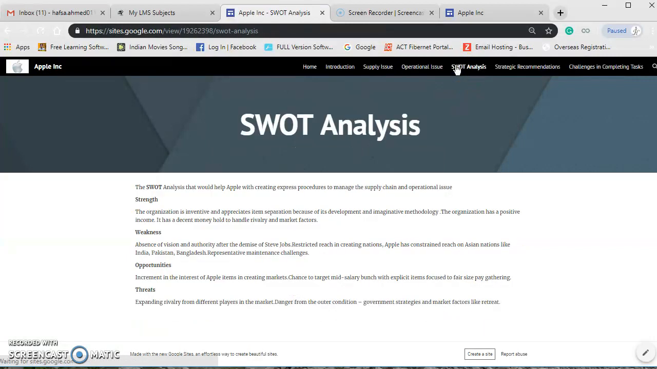Next is SWOT analysis, where S stands for strength. For the strengths, the company is innovative and enjoys product differentiation due to its innovation and creative approach. This company has positive cash flow. It has a good cash reserve to tackle competition and market factors.